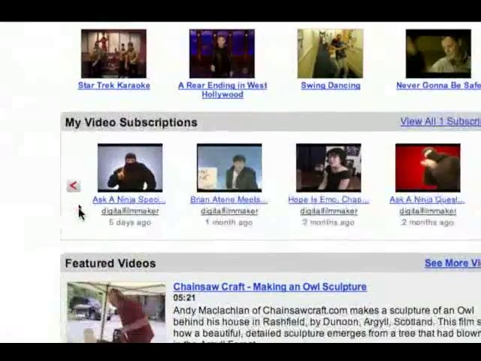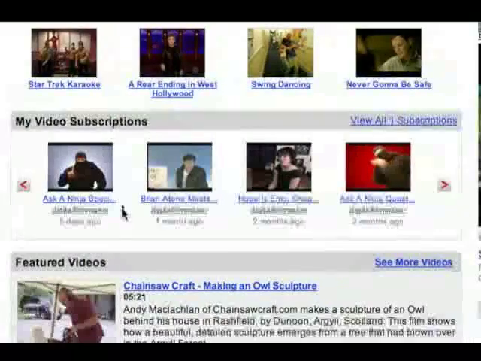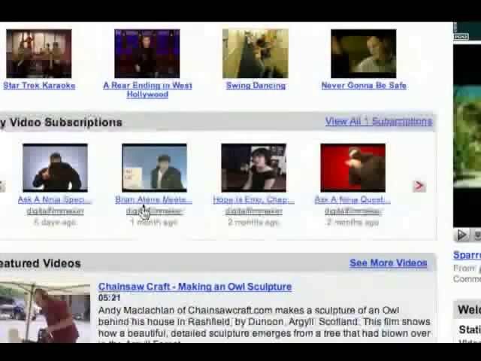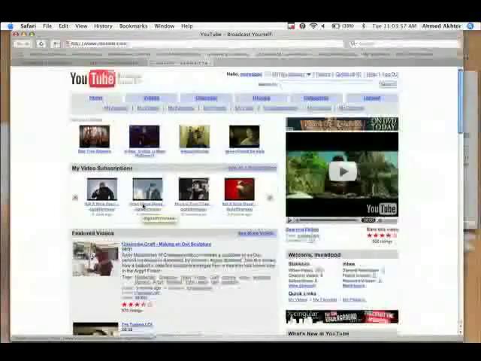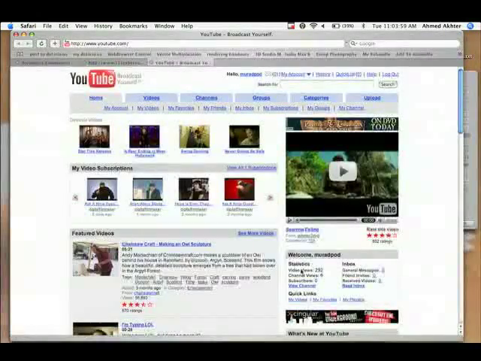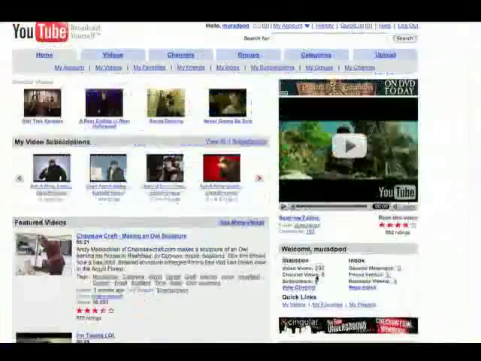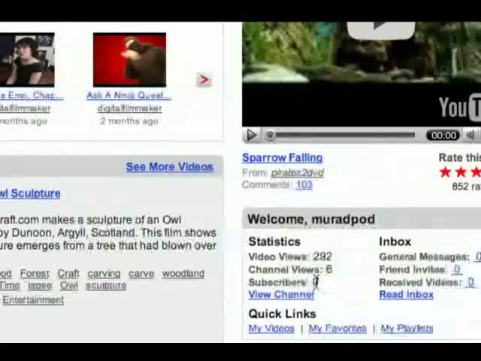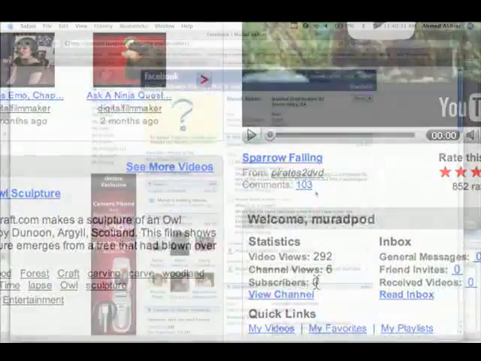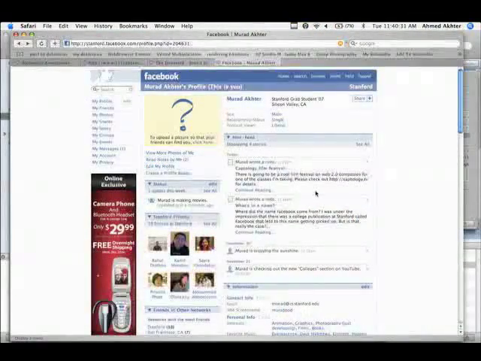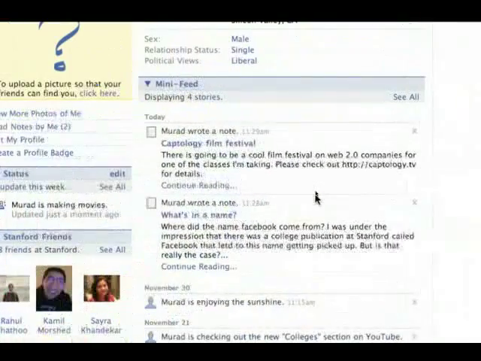past behavior. YouTube, for instance, shows users their most recent video subscriptions. It also has a section where they welcome the user and have a set of statistics on the videos the user has viewed, the channels they have looked at, and the subscriptions they have. In a similar fashion, Facebook presents a window into the user's activities in the form of a mini feed. This is broadcast to friends, so of course has a social comparison component.